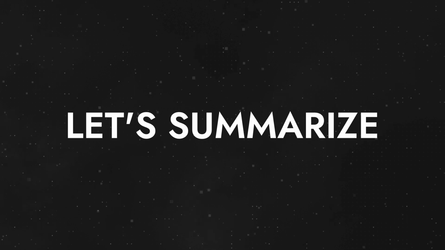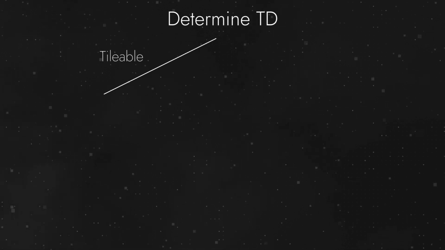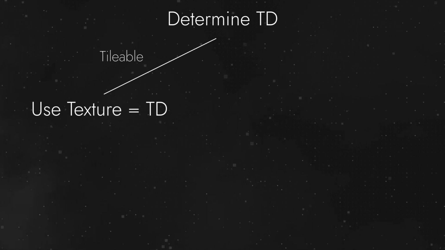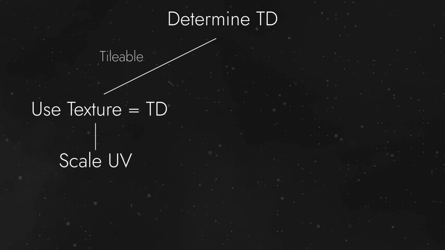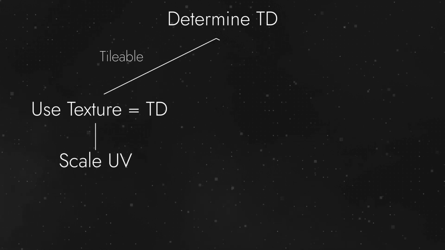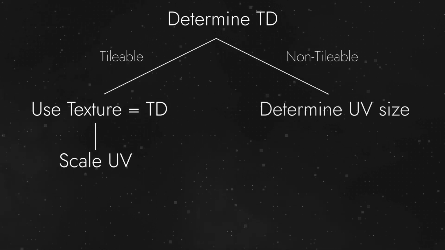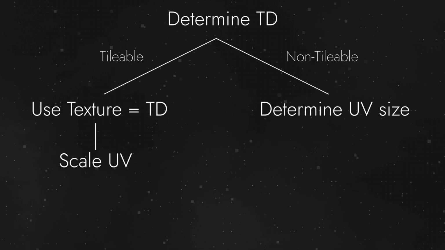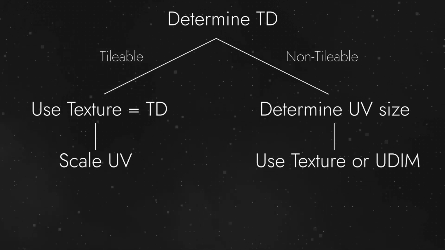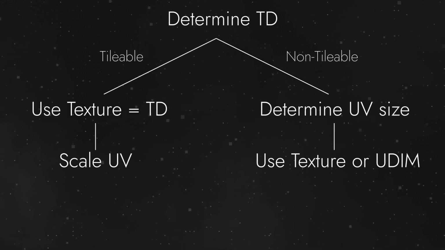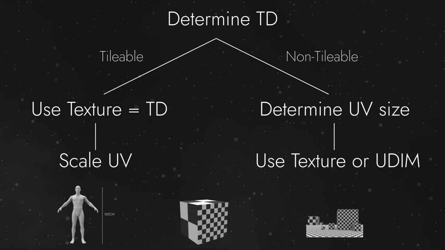Let's summarize. Before starting texturing, determine the texel density. For tileable textures, use a texture size equal to the texel density, and scale the UV map to match it, and this process can be automated down to the push of one button. For non-tileable textures, determine how much space the UV map takes up. This can be done with the help of a program, and then use a texture of the required resolution or UDIM. Also use correct dimensions in the project, and use tricks if necessary.